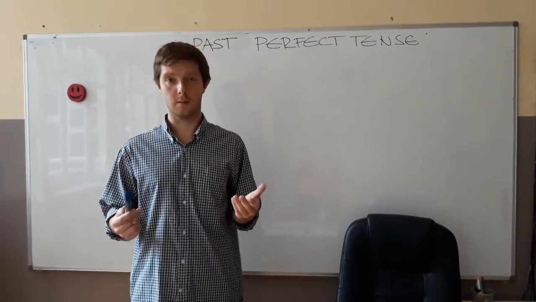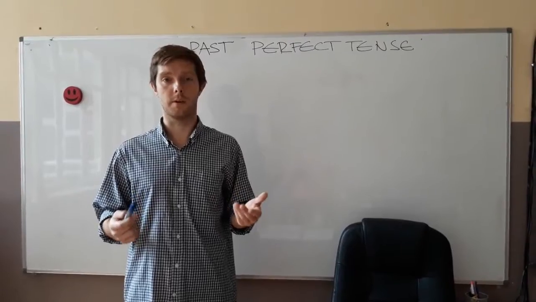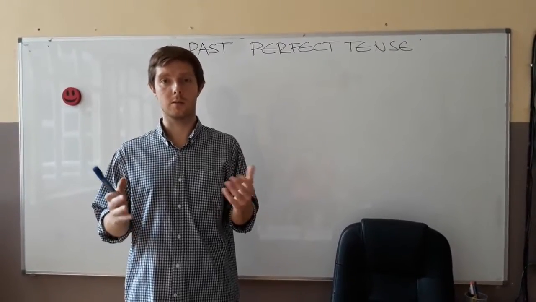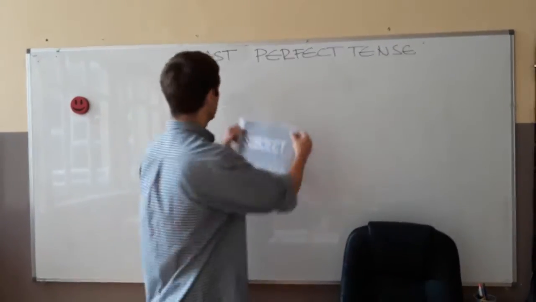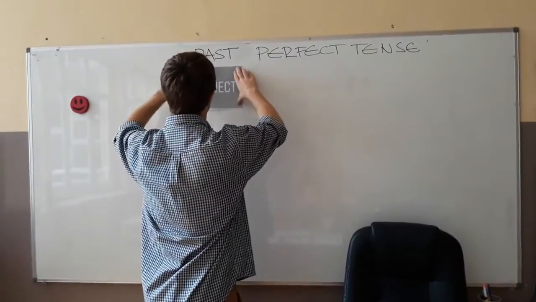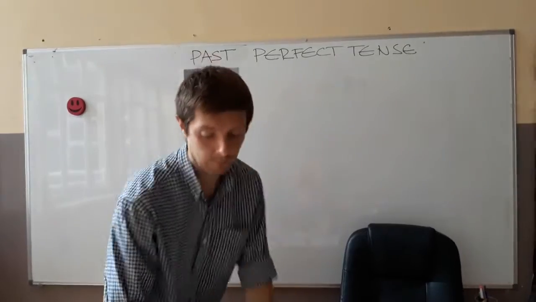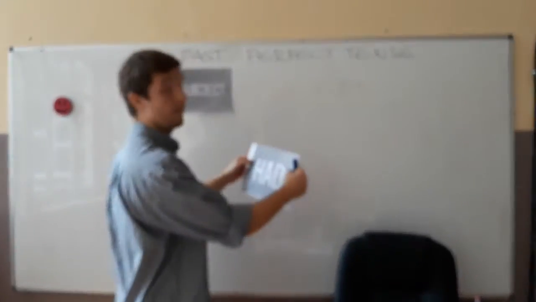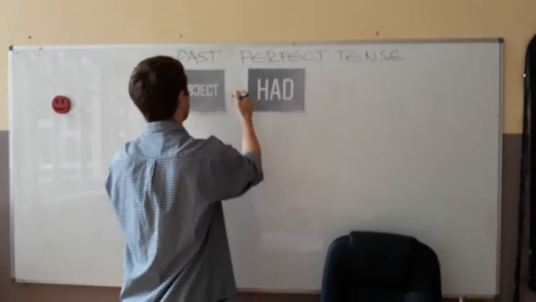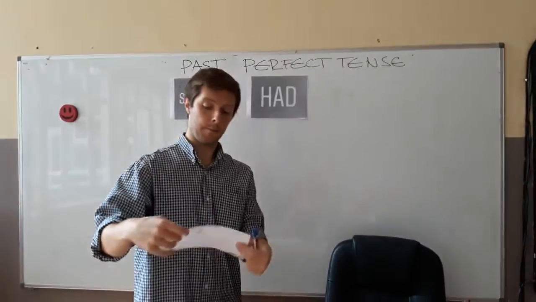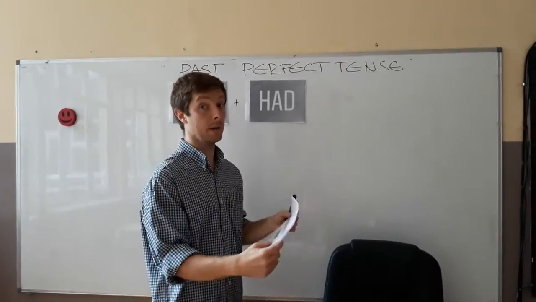So the first thing we need to know about past perfect tense is that it starts with a structure. So we have the subject, plus the verb had, and at the end we have the past participle of the main word.